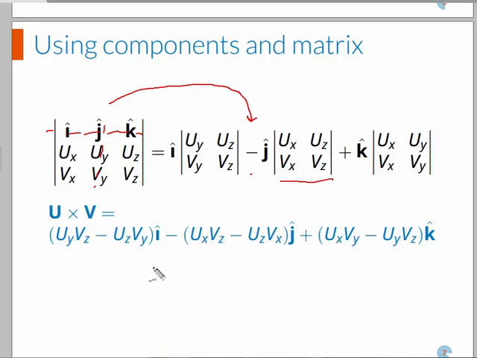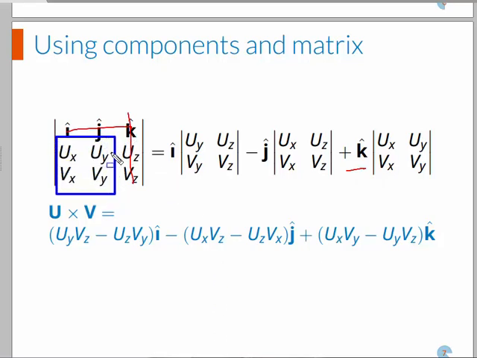For K, it's the same thing. K has no sign change, and the cofactor matrix is UX, UY, VX, VY. And now we take the determinants. These are just 2 by 2, so it's not hard at all. And you can see we get exactly what we had before when we had all of those basis vectors and all those cross products. We don't even have to be concerned with that. It's just going to fall out from this determinant.